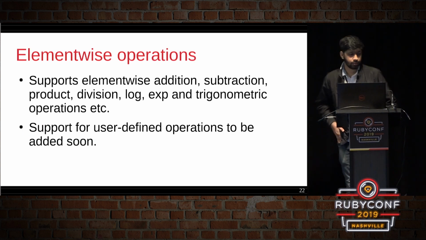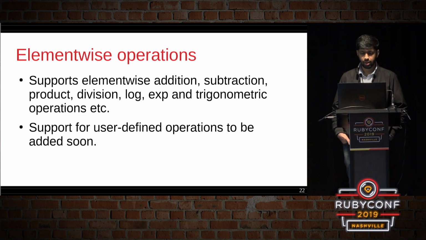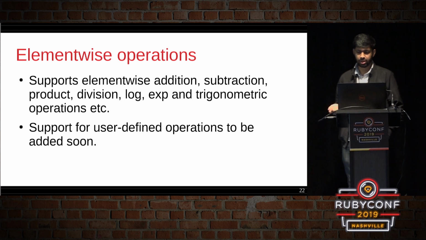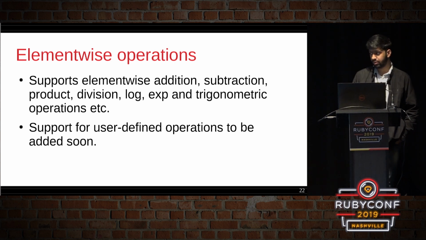Then we have element-wise operations. We do support addition, subtraction, product, division, logarithmic, and trigonometric operations. We are also working on user-defined operations, where you can just define a function which will take the 2 values, perform some operation on them, and return a value in C. Then you can pass that function on to the user-defined operation method, and it will perform the element-wise operation using that function on both the matrices.